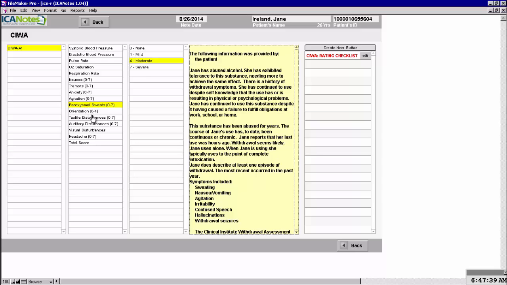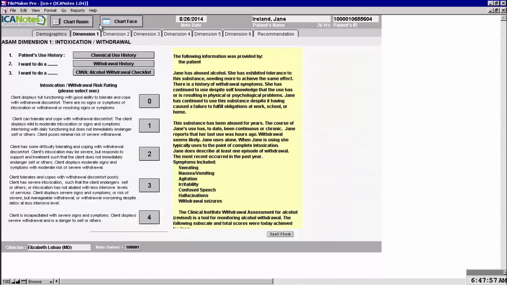You can talk about orientation, tactile disturbances, auditory disturbances. Maybe there's severe auditory hallucinations. This patient's looking more and more like they're going into DTs. If there's visual disturbances, you can capture that. Headache, and then you can click here to produce a total score.